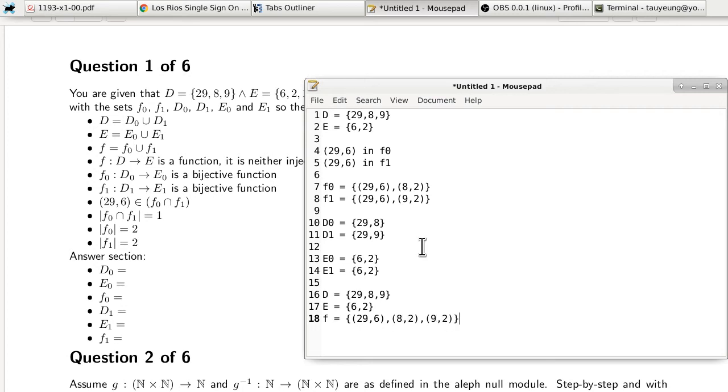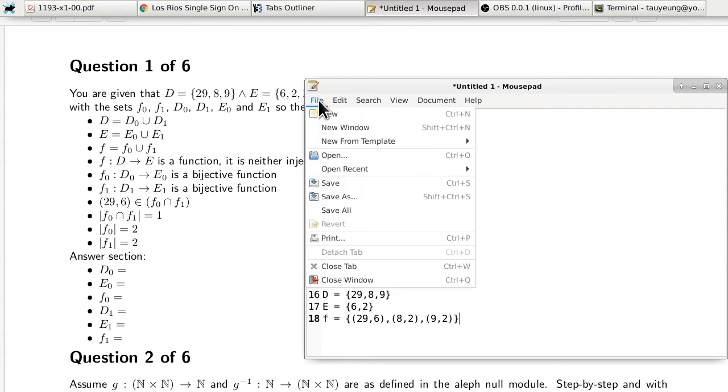All right, so when you look at this, it is not injective, because you can see how 2 distinct values of the domain map to the same value in the codomain, but it is surjective, because 6 and 2 are the elements in the codomain, and they're both mapped to. So this is how we figure out the answer to question number 1. All right, let's move on to question number 2.